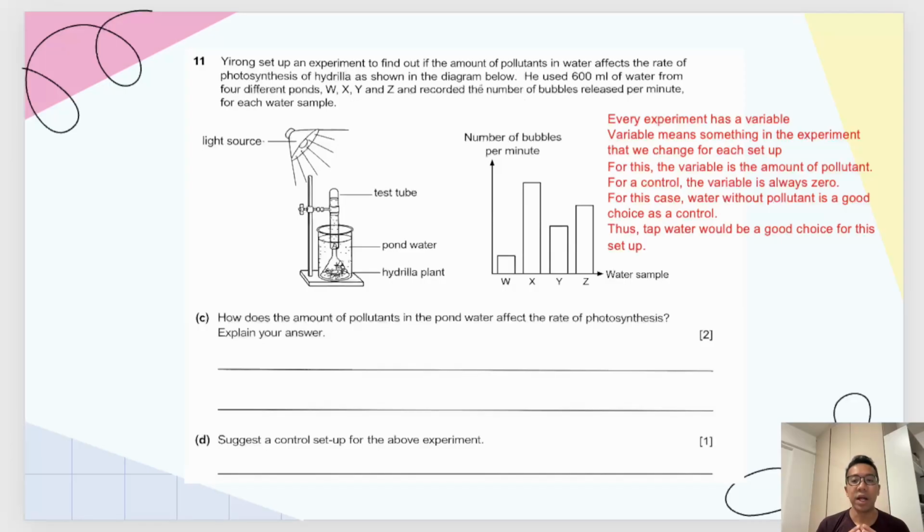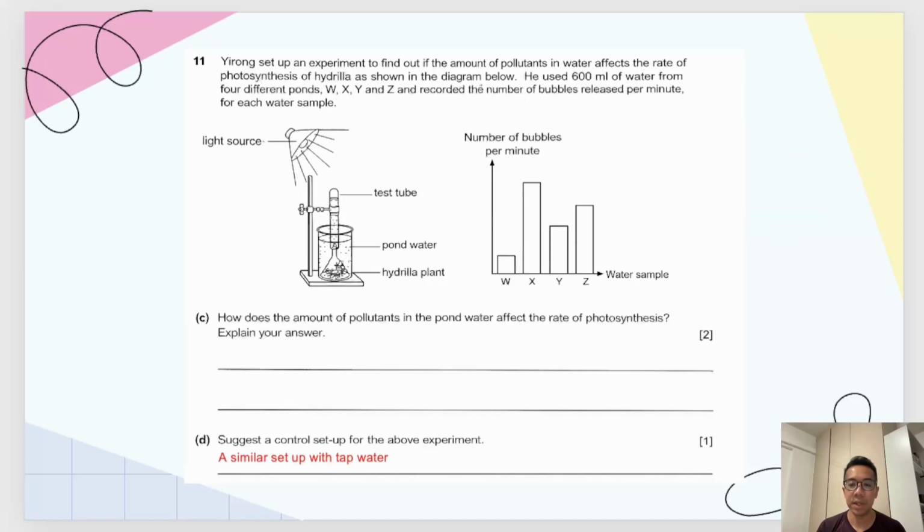So here's a recap of what I talked about for 11D. Every experiment has a variable. Variable means something in the experiment that we change for each setup. For this experiment itself, the polluted pond water is the variable. So for a control, we need to use one that is not polluted at all. And one can decide to use tap water, because tap water is one that is least polluted when compared to all these pond water. So the model answer here for 11D is a similar setup with tap water.